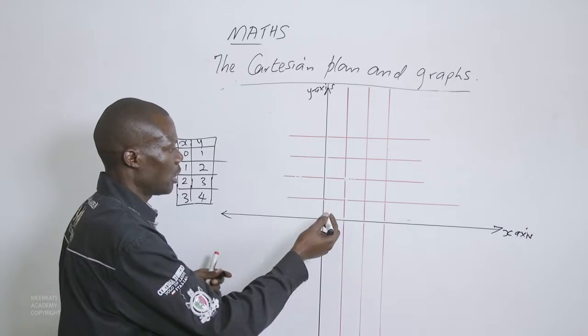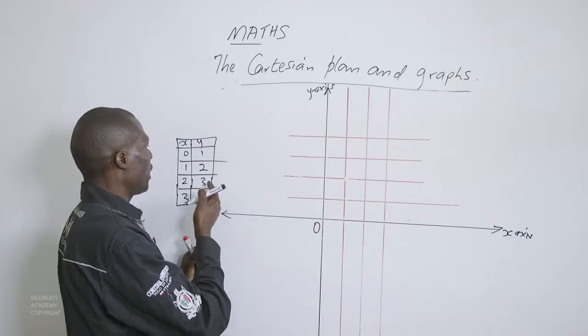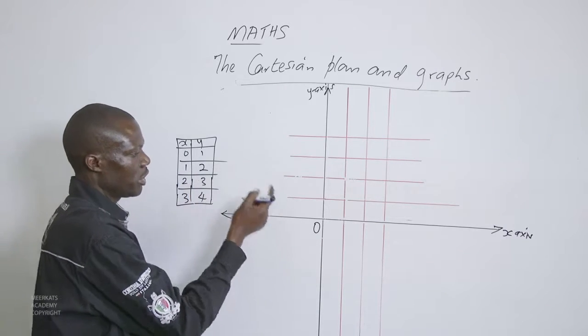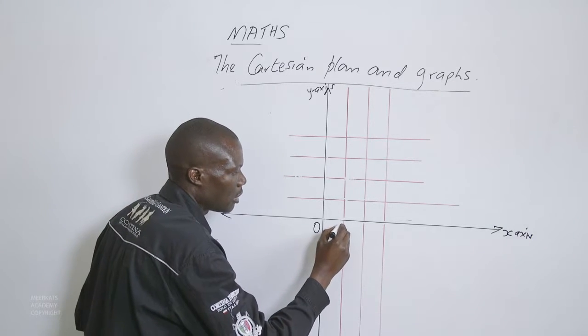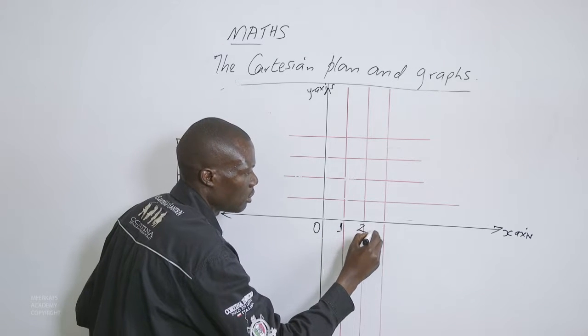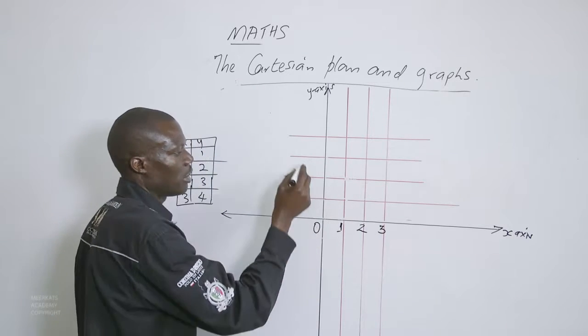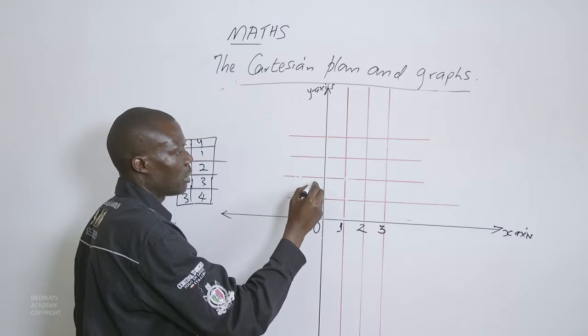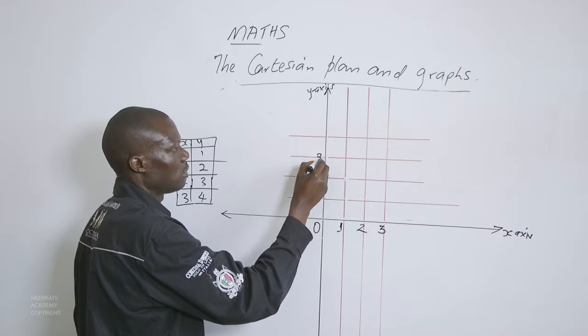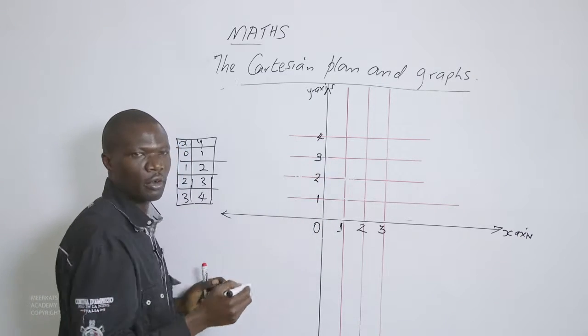So this is our scale. I said on the x we have 0, 1, 2, 3. So this is our 0. This is our 1, our 2, our 3. And along the y, 1, 2, 3, and 4.